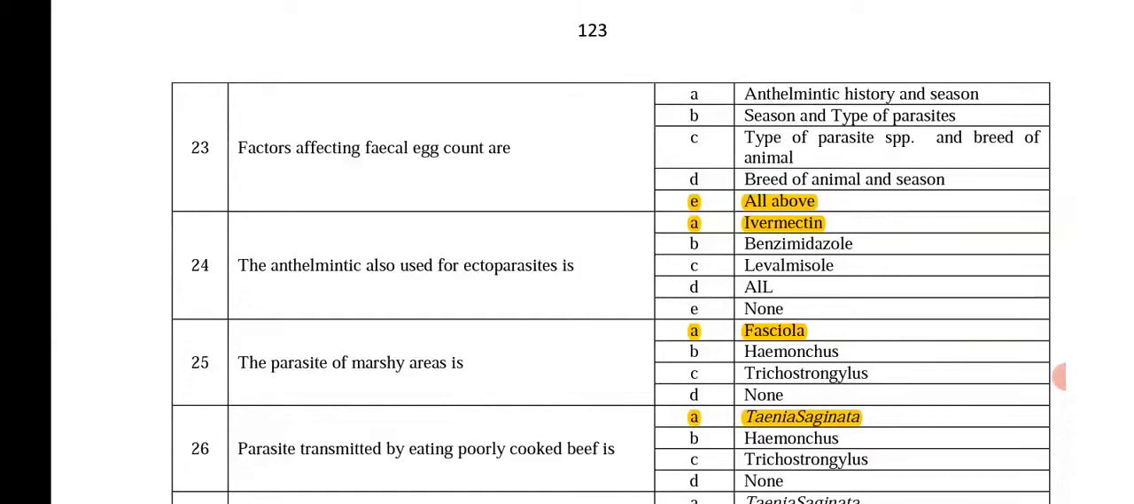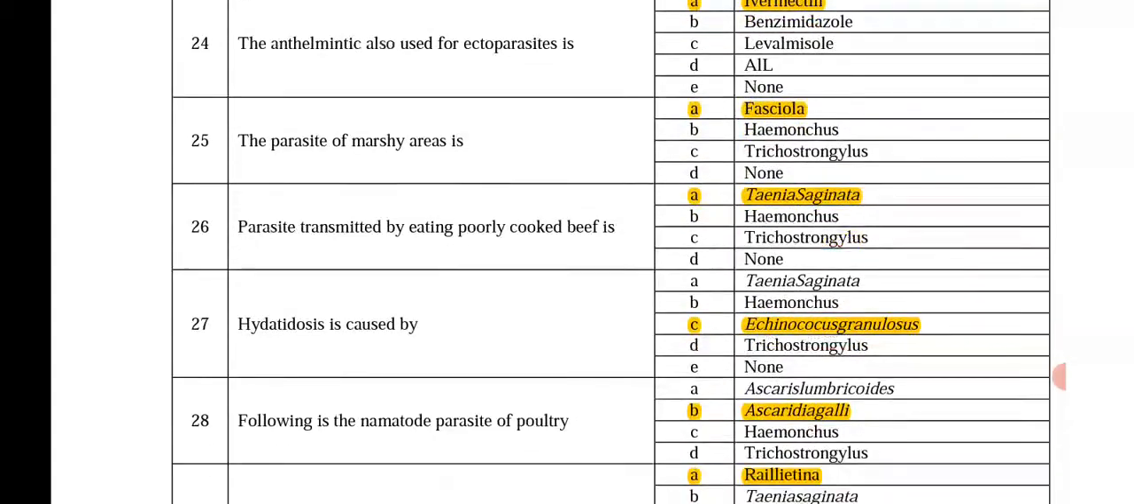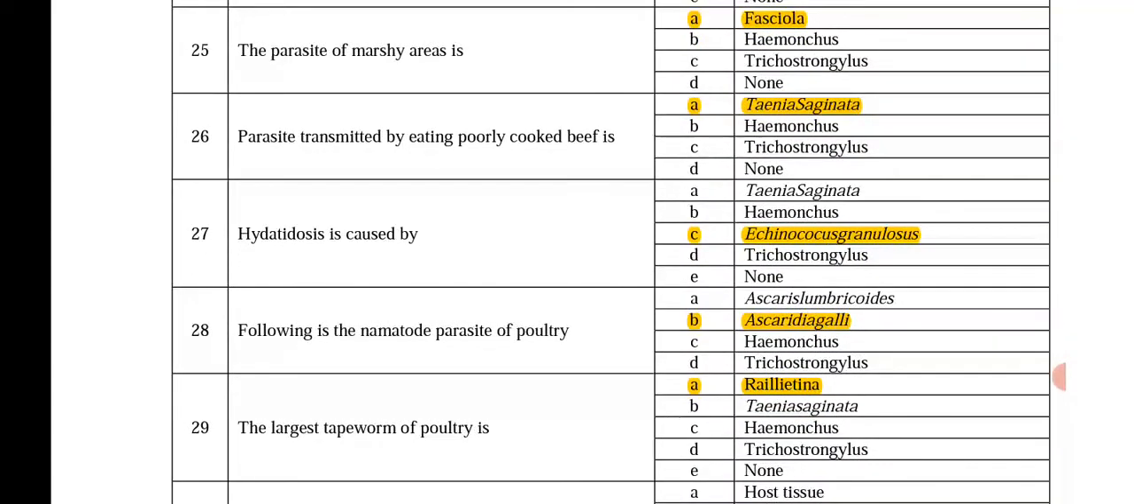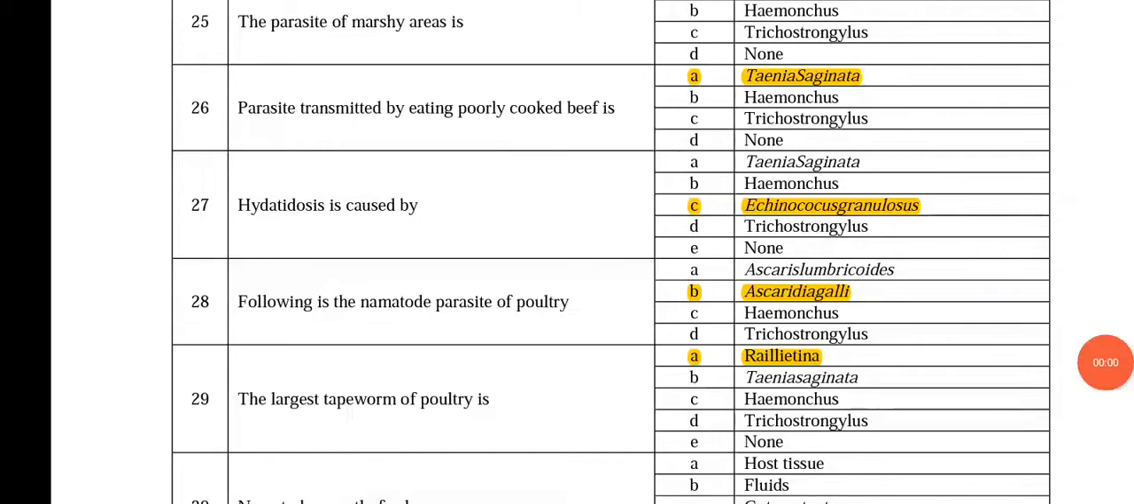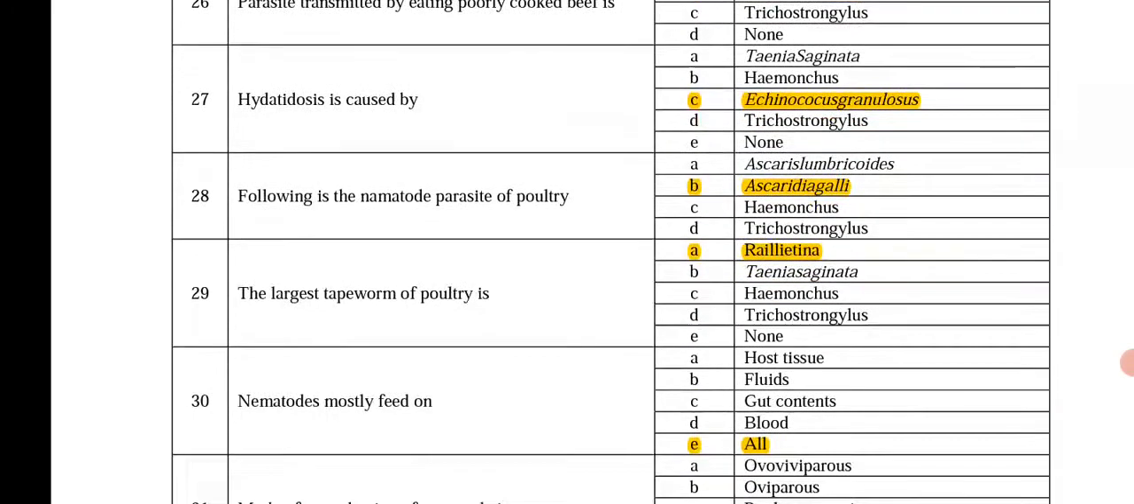The anthelmintic also used for ectoparasite is ivermectin. The parasite of marshy areas is Fasciola. A parasite transmitted by eating poorly cooked beef is Taenia saginata. Hydatidosis is caused by Echinococcus granulosus. Following is the nematode parasite of poultry, Ascaridia galli. The largest tapeworm of poultry is Raillietina.